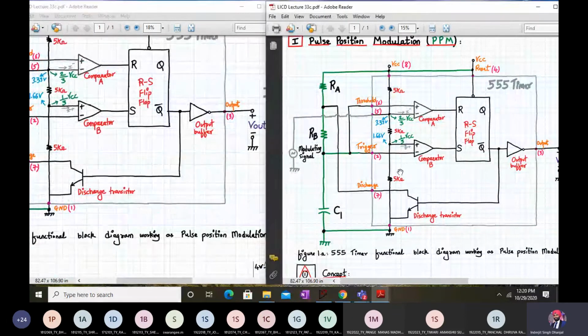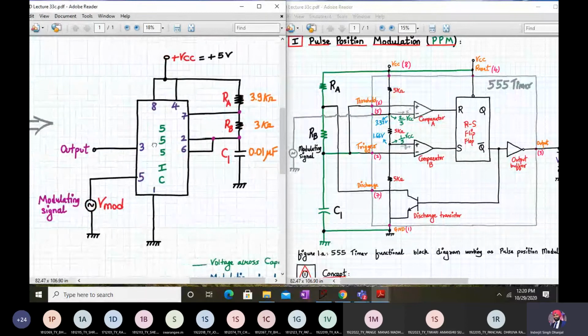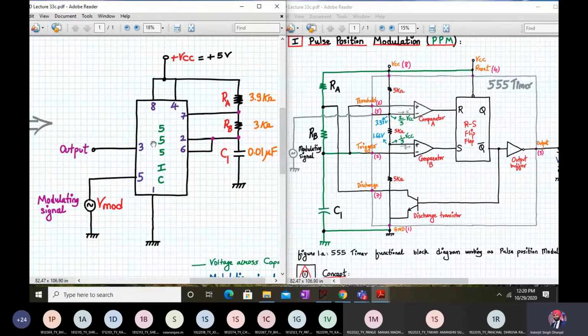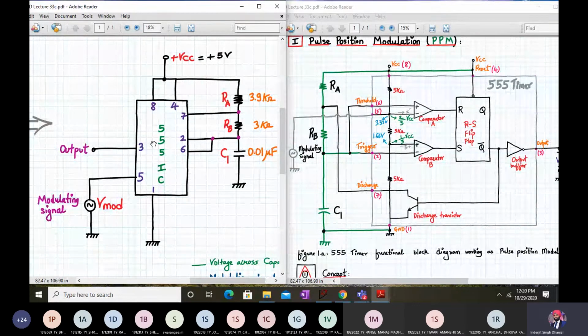So this is my symbolic representation of my circuit. I have used the 555 timer symbol, basically the pinout. What is the difference over here? Nothing much. This is same as your astable multivibrator, no difference at all. The only difference is we have applied a low frequency modulating signal to pin number 5. We normally connect pin number 5 to the ground via a 0.01 microfarad capacitor. In this case, we have applied a modulating signal to it. That's the only difference.